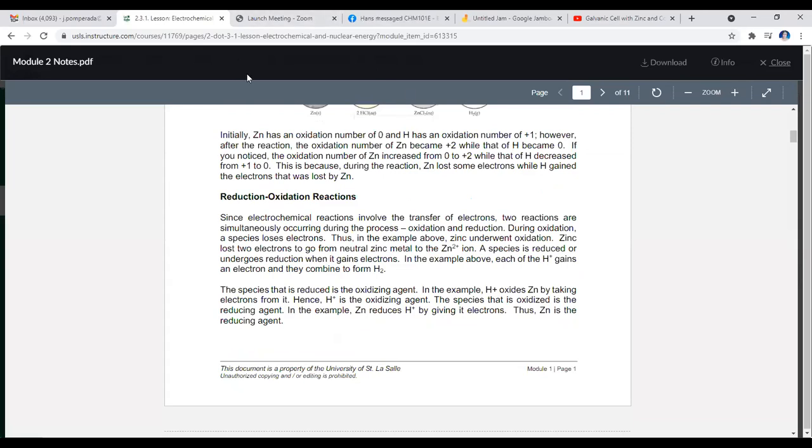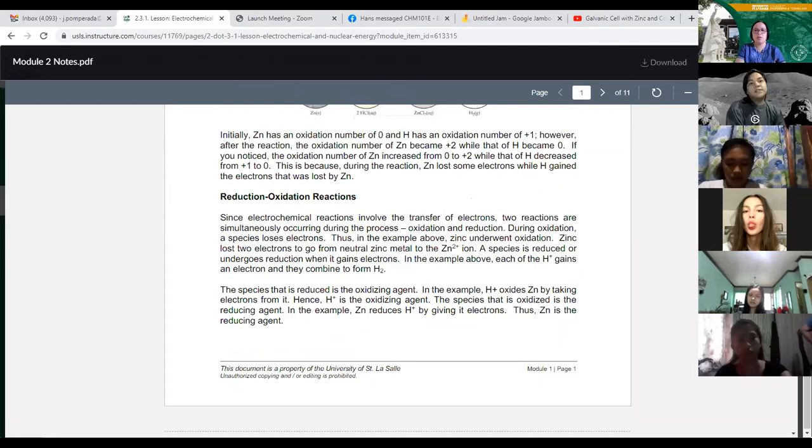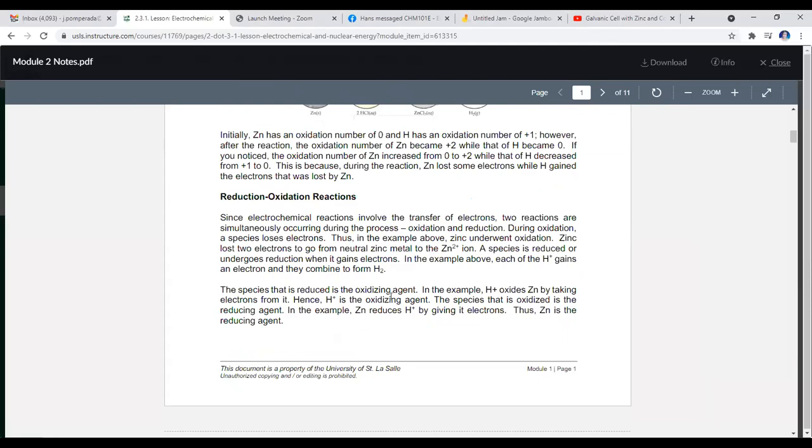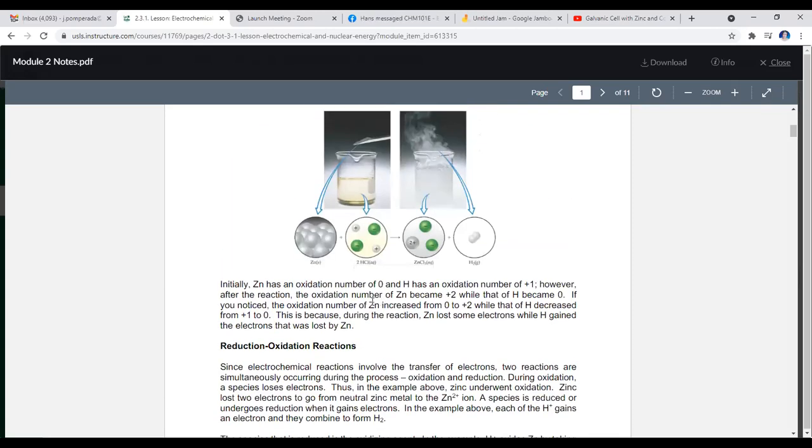Can you all see the page I'm on, the projected page on reduction and oxidation reactions? Can you see it? Yes. Okay, thank you. So, a review. What is it that tells you that a particular element is being reduced, and what is it that tells you that a particular element is being oxidized? Anyone who can share his recollection of what was shared last meeting, when can we say that a particular element was oxidized or reduced?